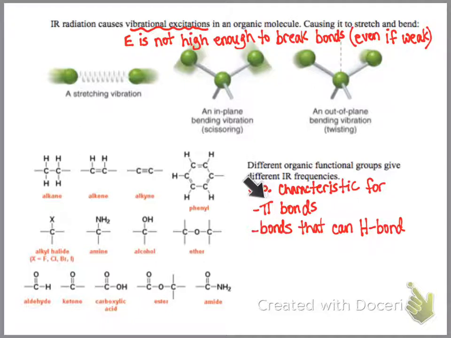The functional groups that are easiest to identify with IR are pi bonds, and these can be carbon-carbon pi bonds or alkynes, triple bonds, C=O double bonds, which are called carbonyls, and also bonds that can make hydrogen bonds, like OHs and NHs. These are the ones that are most useful to identify with an IR.